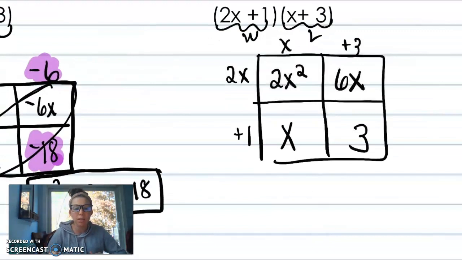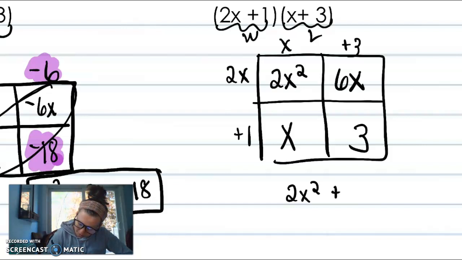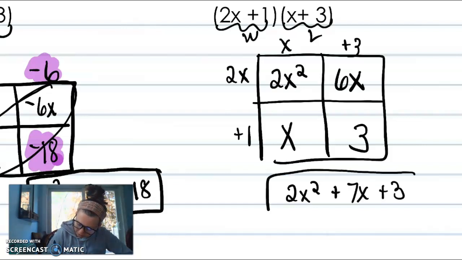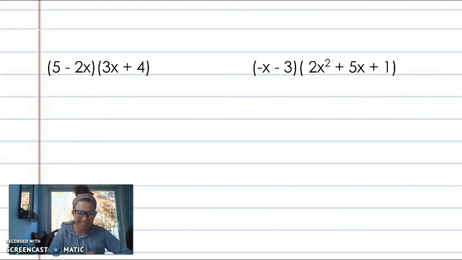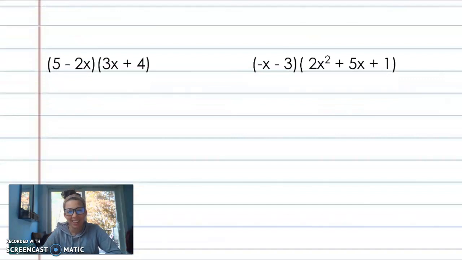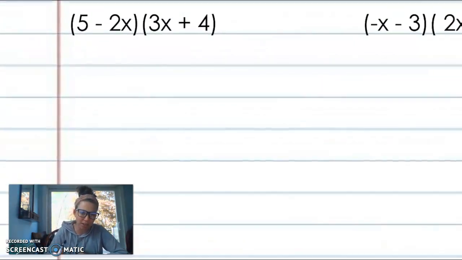So again, you don't want to leave it in the box. That's not the final answer. The final answer is when you add up everything. And that's going to be 6x and x, 7x plus 3 for your final. All right, I'm doing one more. Let's do this one, and then we'll do a trinomial in class.